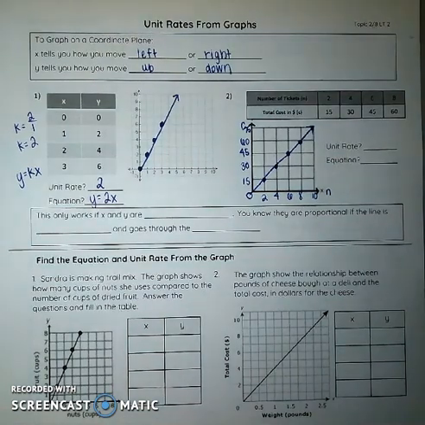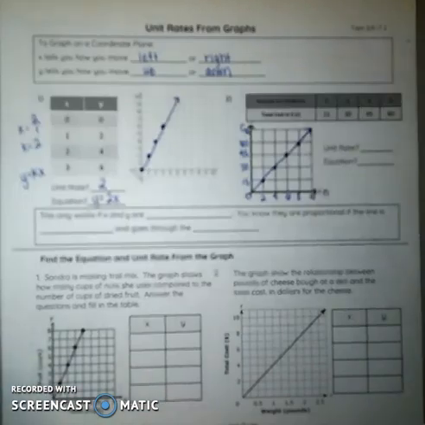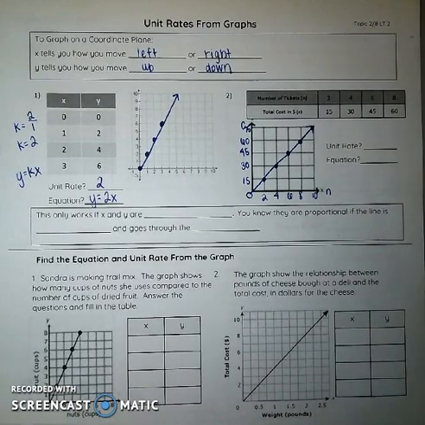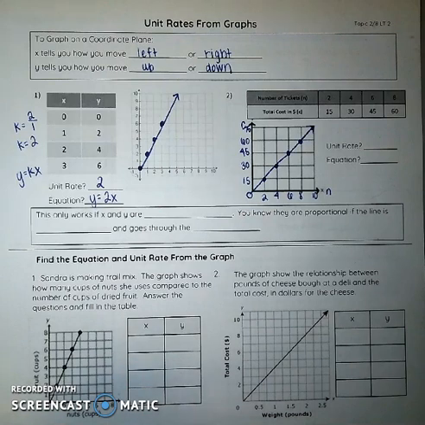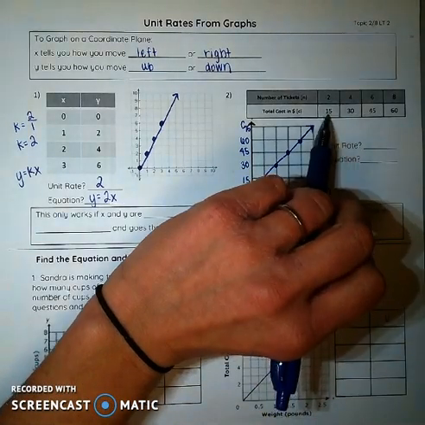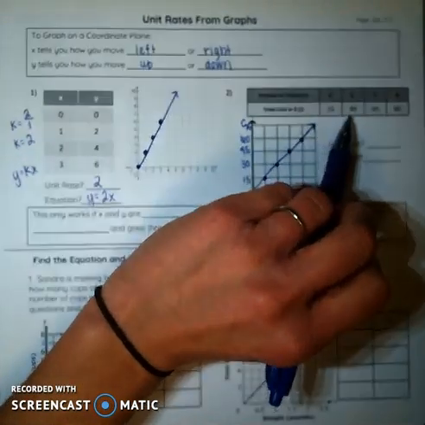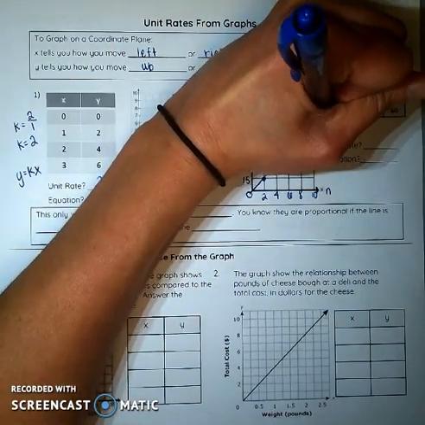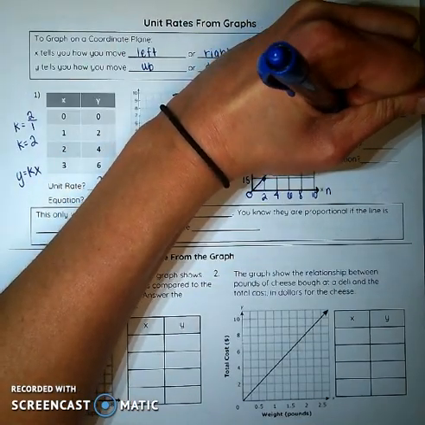And then I need to find my unit rate. Now notice that this is a straight line. They're going up at a consistent rate. And you're going to notice that both of these lines for problems 1 and 2 go through the origin. And so we can say that this is a proportional graph. So since it's proportional, if I take the y divided by the x, I'll get the same thing all the way through. Now if I take 15 divided by 2, that gives me 7.5.